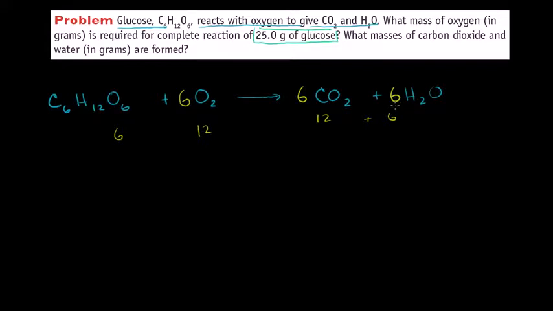Now, the next thing we're going to want to do is figure out how many moles of the reactant that they're telling us about that we have. So they're telling us that we have 25.0 grams of glucose. So let's figure out how many grams per mole there are of a glucose molecule.